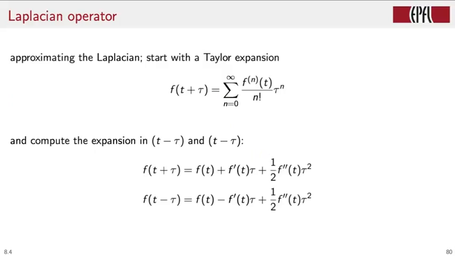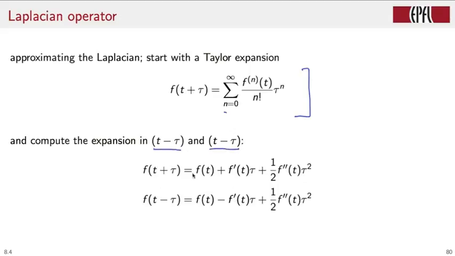To do so, we start by considering the Taylor expansion of a generic function of one variable, f of t. And we can write f of t plus tau, where tau is a small increment, as the sum, for n that goes from 0 to infinity, of the nth derivative of f computed in t divided by n factorial and multiplied by tau to the power of n. We now use Taylor's expansion formula to compute the values of f in t plus tau and t minus tau.